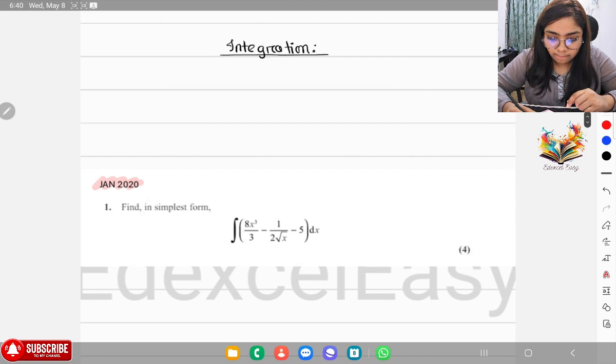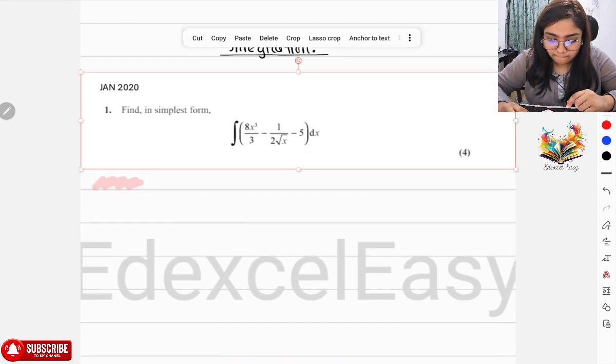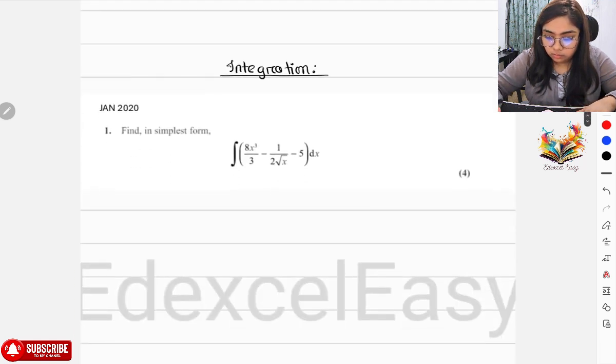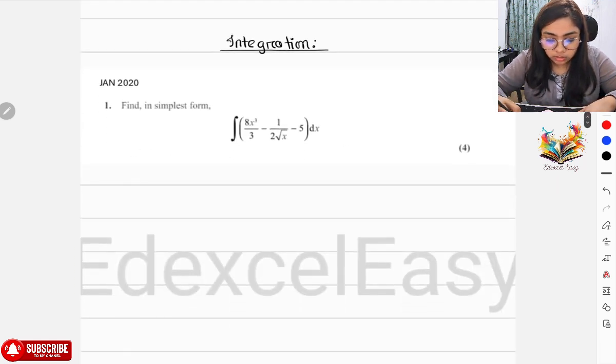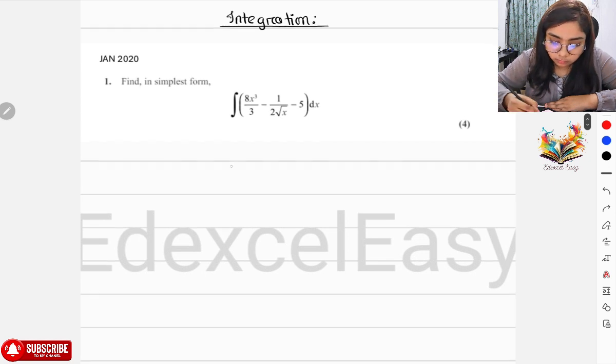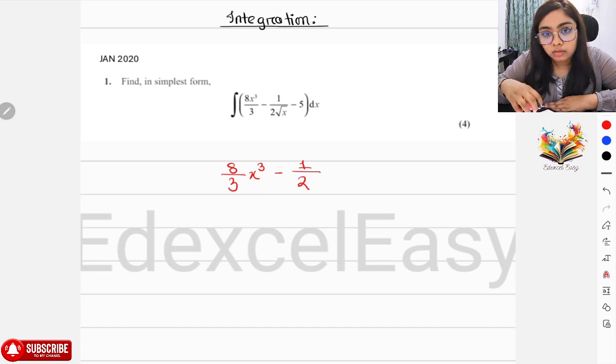Okay, now for integration, we have this equation. And again, as I've stated already, there could be no x in the denominator. Now we can see an x in the denominator, right? So I'll obviously have to simplify it first. So it will be 8 over 3 x cube. And now it will be 1 over 2 root x, with the root x in the denominator beside 2. I'll just take that root x to the numerator. So now it will be beside 1.